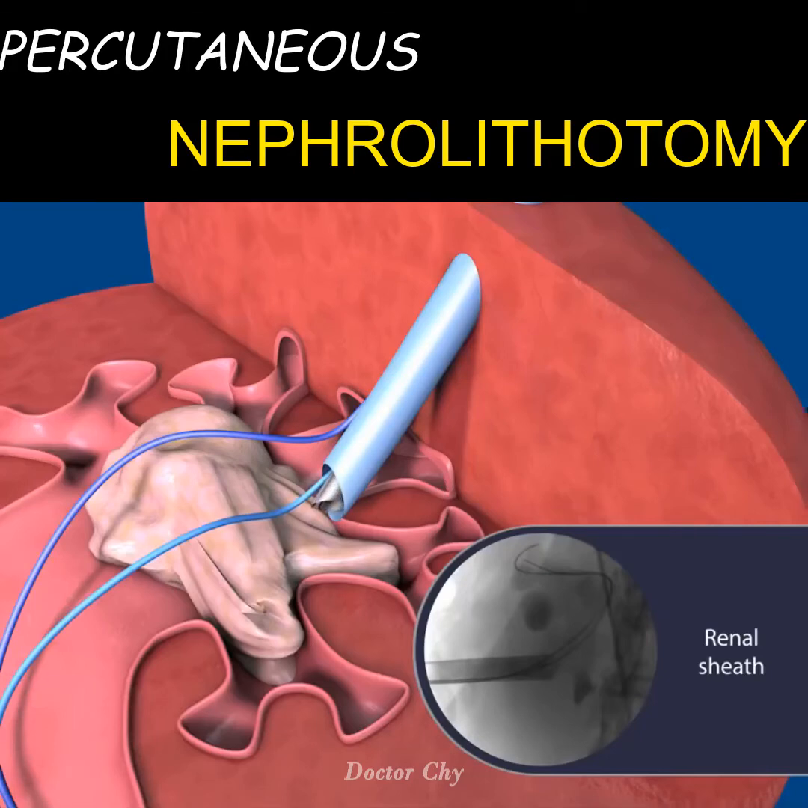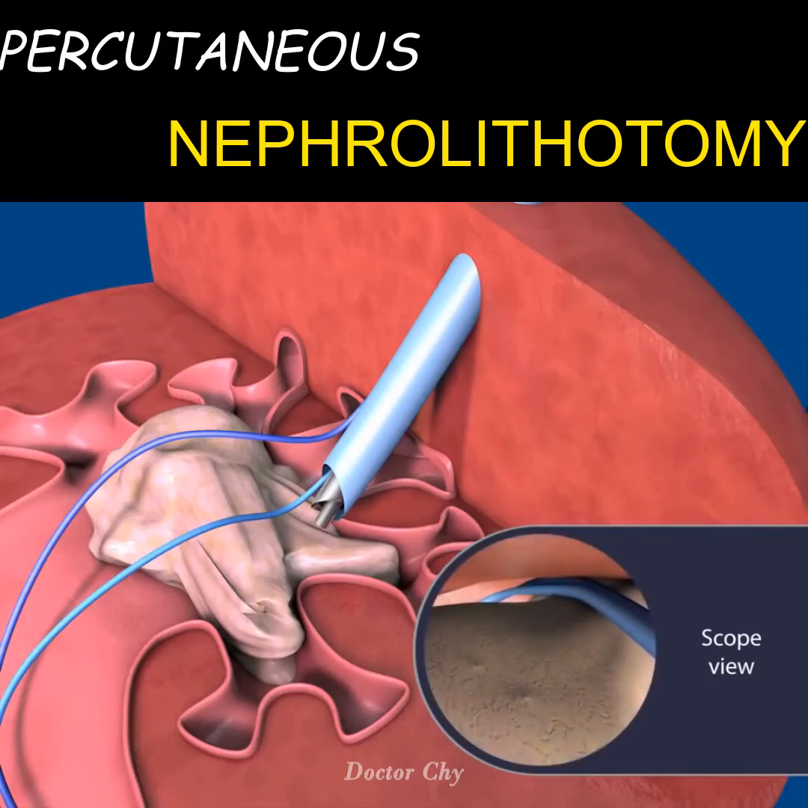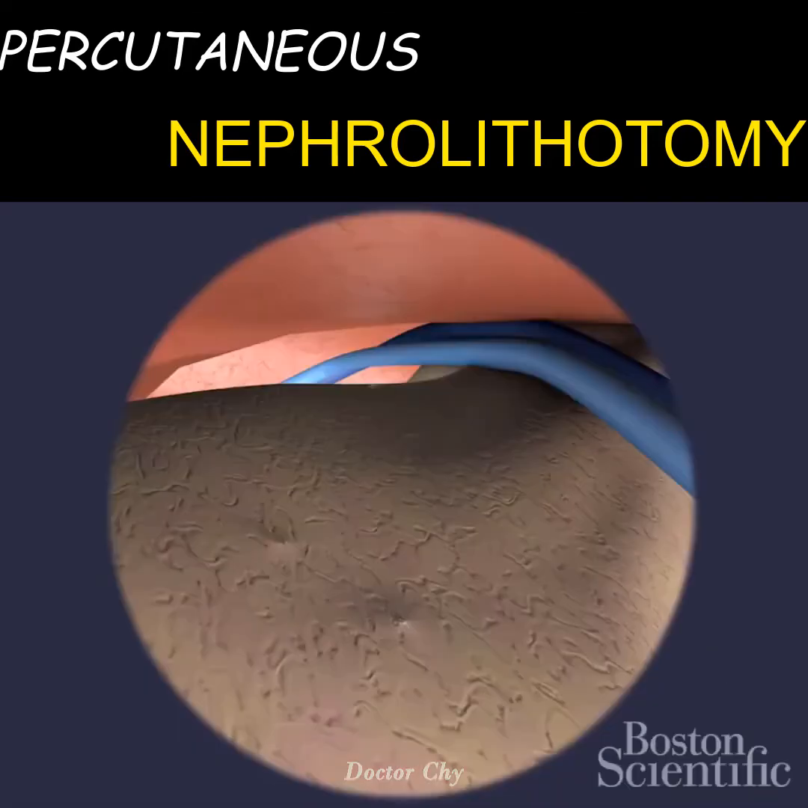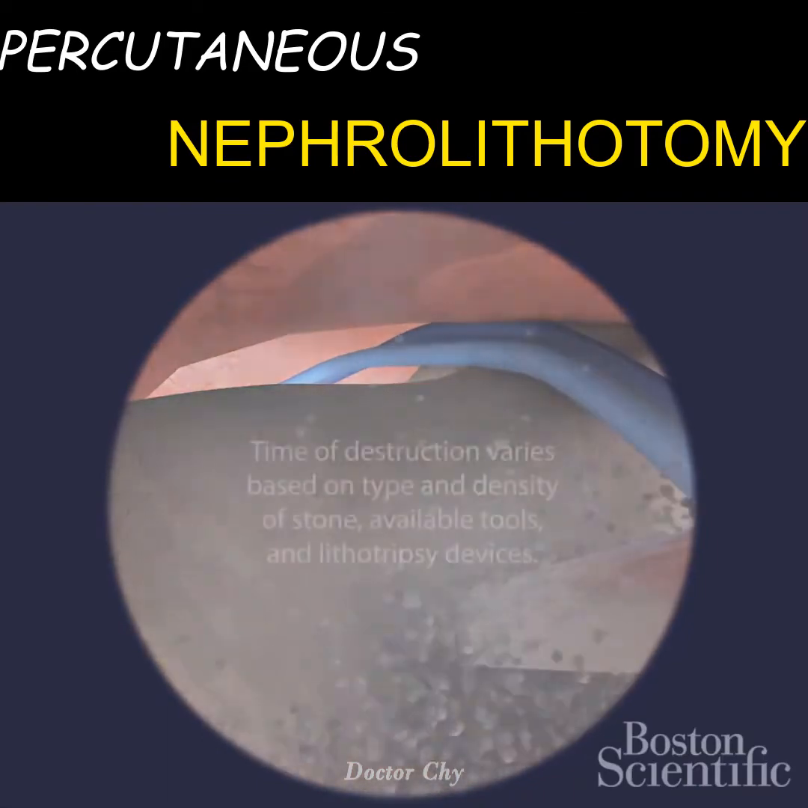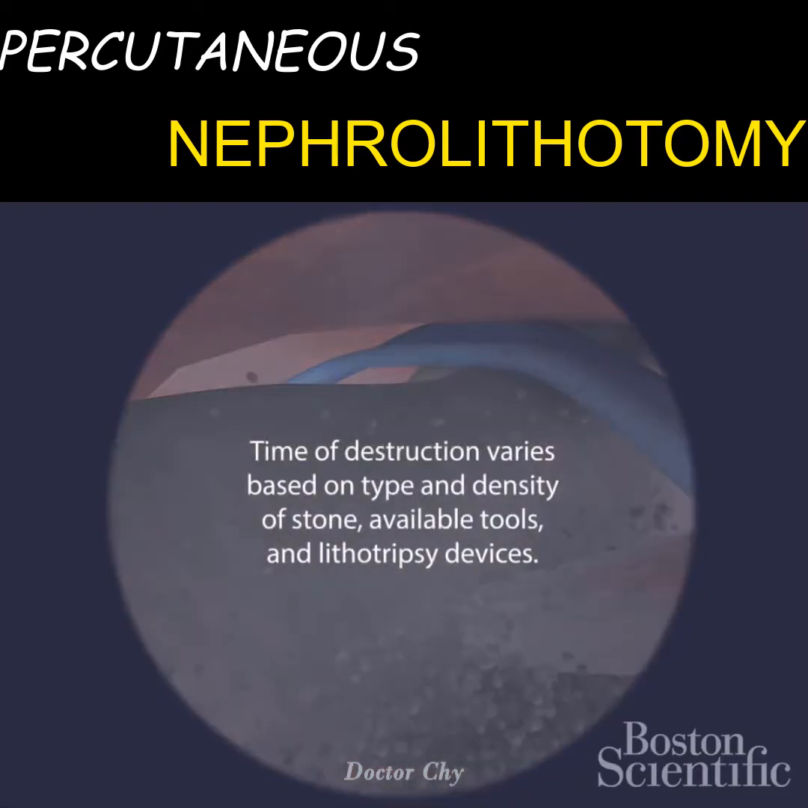Insert the nephroscope into the sheath. Guide the pneumatic and ultrasonic lithotripter through the working channel of the nephroscope. Perform lithotripsy to break up the stone. The time of destruction varies based on the type and density of stone, available tools, and lithotripsy devices.